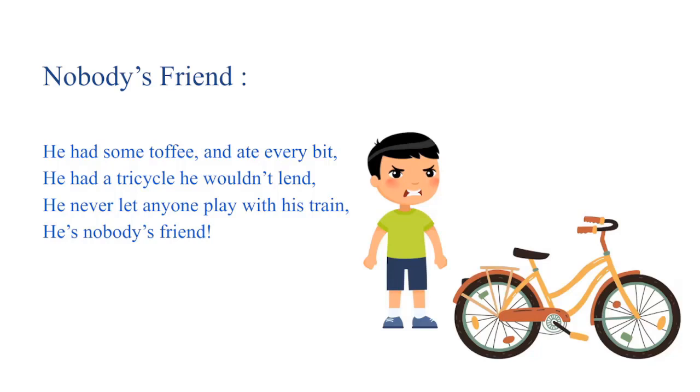So here in this stanza, there is a description of a little boy. This little boy has some toffees, but he eats them all by himself. So he does not share his toffee with other children. The kid also owns a tricycle, right? He has a tricycle too, but he only uses it to ride by himself, right? He doesn't give his tricycle to others. He even has a toy train, but he does not let anybody else play with it. So he never lends it to anybody. Hence the reason this kid is no one's friend.